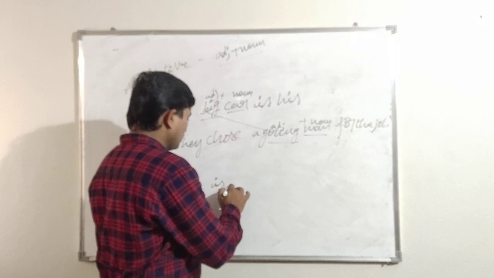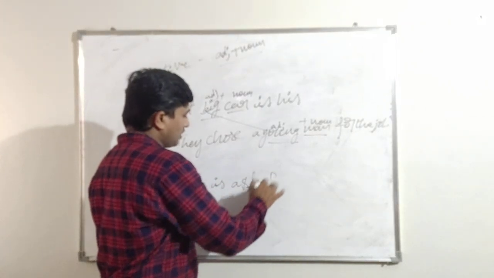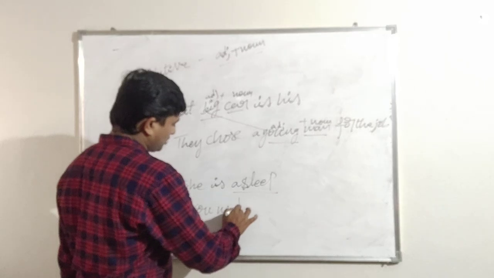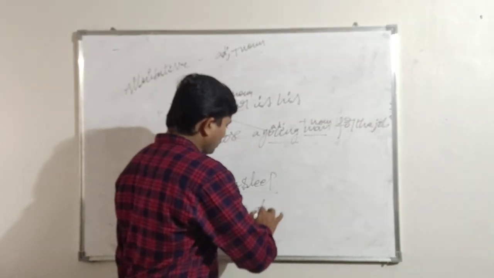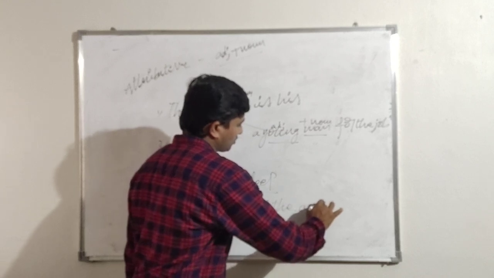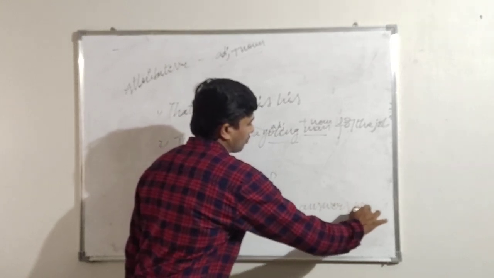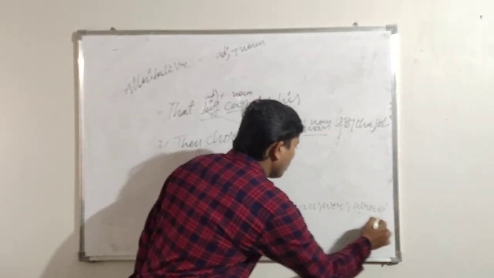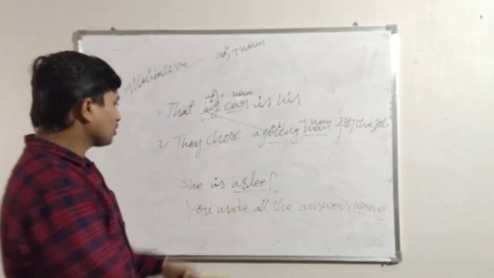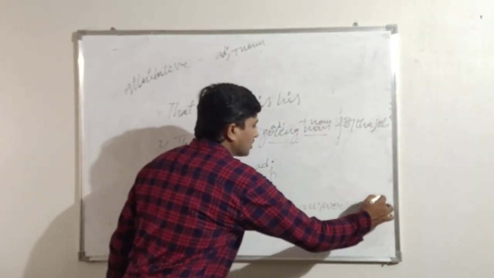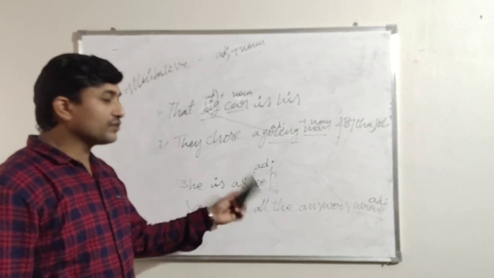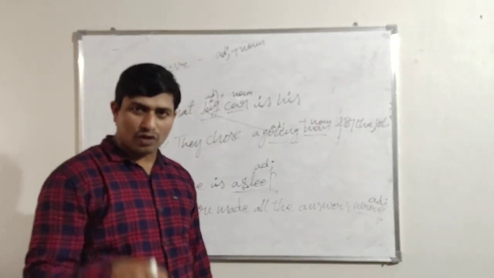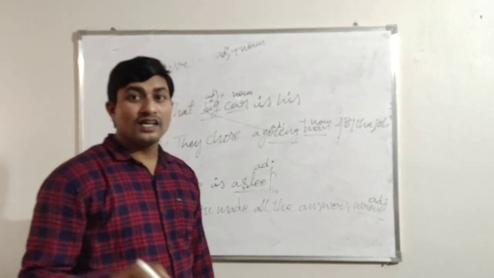She is asleep. You made all the answers wrong. Have you understood what I said here? So, she is asleep, you made all the answers wrong. Here, asleep and wrong are both adjectives. Both are used without a noun. So an adjective which is used without a noun is called predicative.